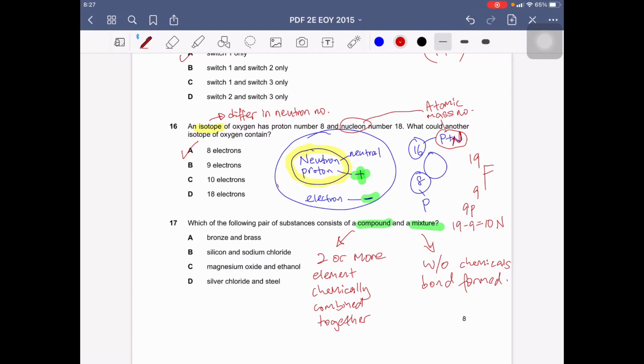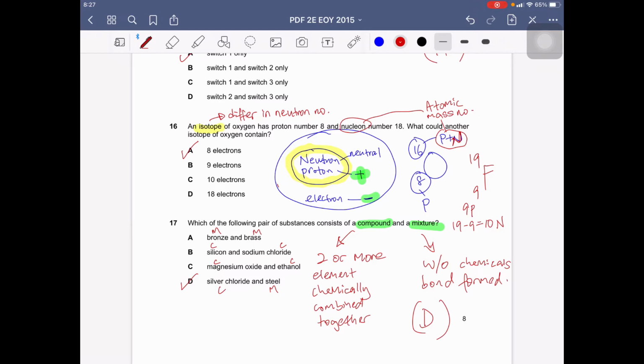So if you look at the options, bronze is a mixture, brass is a mixture, it's not a compound, silicon is a compound, sodium chloride is a compound, magnesium oxide is a compound, ethanol is a compound, silver chloride is a compound, and steel is a mixture. So the answer would be D.